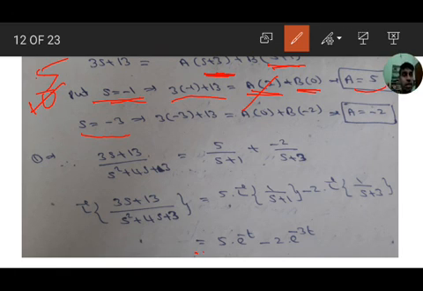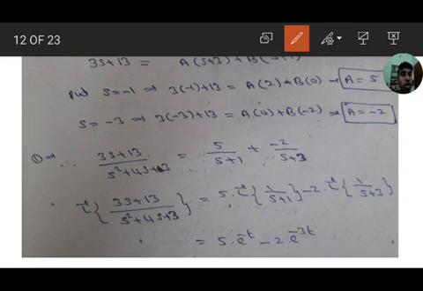Next, s equal to minus 3, that is 3 into minus 3 plus 13 equal to a into (minus 3 plus 3), 0, plus b into (minus 3 plus 1), minus 2. It is minus 9 plus 13, means we get 4. Here 2 twos are 4, already the minus is there. So b equal to minus 2. So substitute these values in equation 1, we get (3s plus 13) by (s square plus 4s plus 3) equal to 5 by (s plus 1) plus minus 2 by (s plus 3), that is the b value.